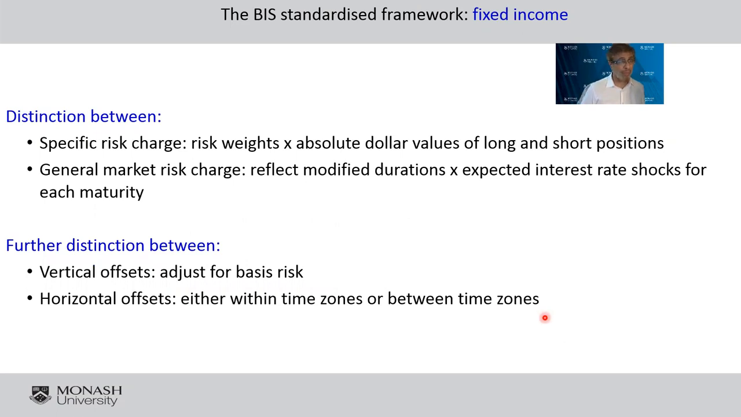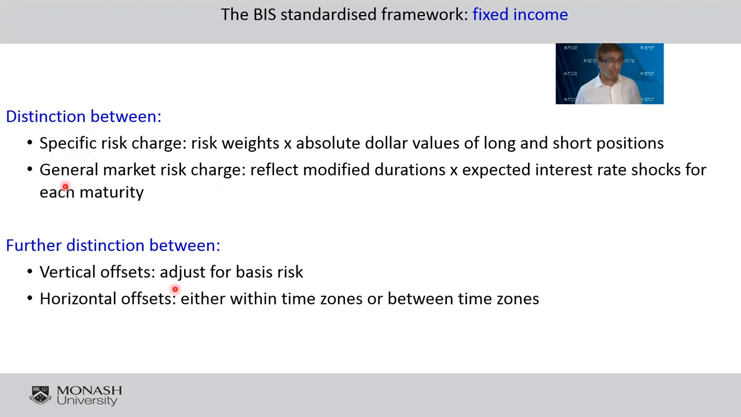There is a distinction between specific risk charges, which use risk weights and the absolute dollar values of long and short positions, because we have two positions and you have to take the difference between them, and the general market risk charges. This one is related to specific firms, and this is related to the market.